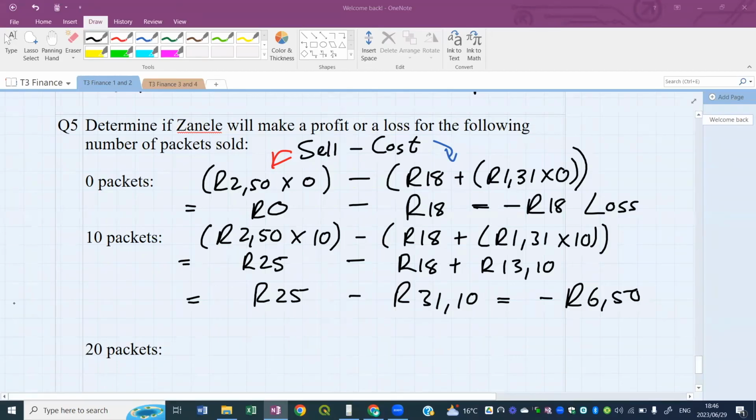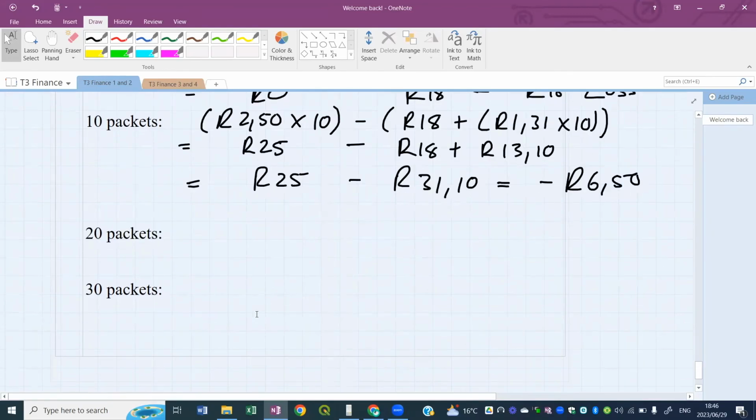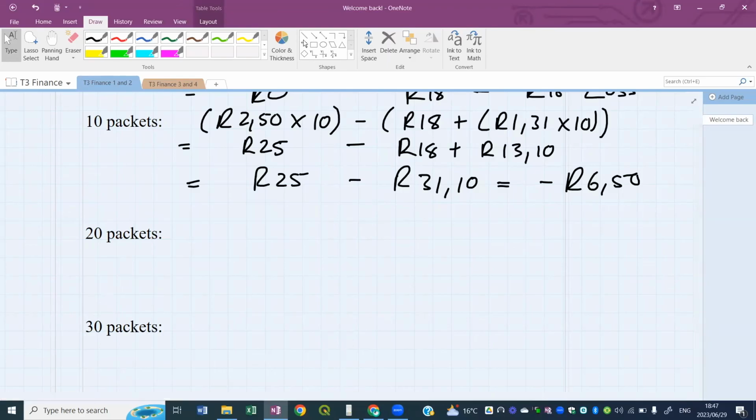So in this case, guys, for 10 packets, it's 25 Rand that she gets as income, but she's spending 31 Rand 10, still making a loss of 6 Rand 50. All right, I need you to tell me profit or loss for 20. Profit or loss for 20, guys. You should be doing it. Profit or loss for 20 packets. There should be some furious calculating going on your side there. Tapping of calculator buttons. Angel.